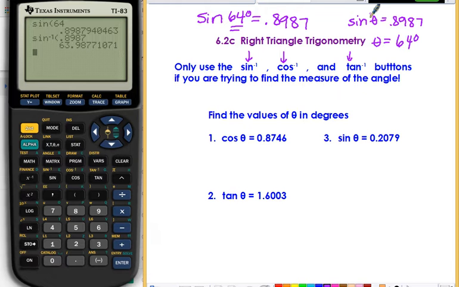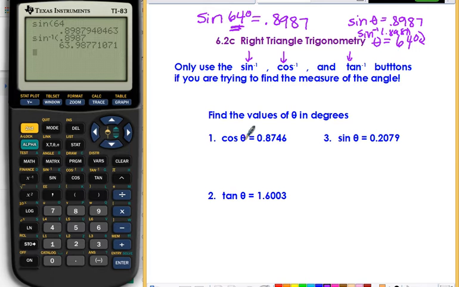Over here, when I knew the angle was 64 degrees, I just did sine of 64, and it gives me 0.8987. If I don't know the angle, then I do second sine. So in my calculator, I type second sine to get the sine with the -1, 0.8987, and that gives me the 64 degrees. Let's try these three down here.